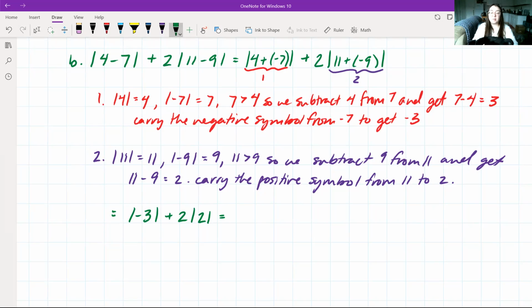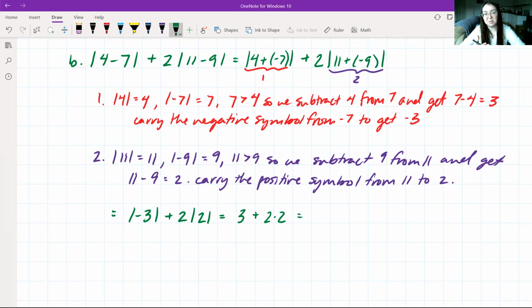So now we just want to take these absolute values. The absolute value of -3, remember since -3 is a negative number, we take the additive inverse, and that is the absolute value. So our absolute value of -3 is going to be 3, and our absolute value of +2 is just going to be 2. So now we have 3 plus 2 times 2.